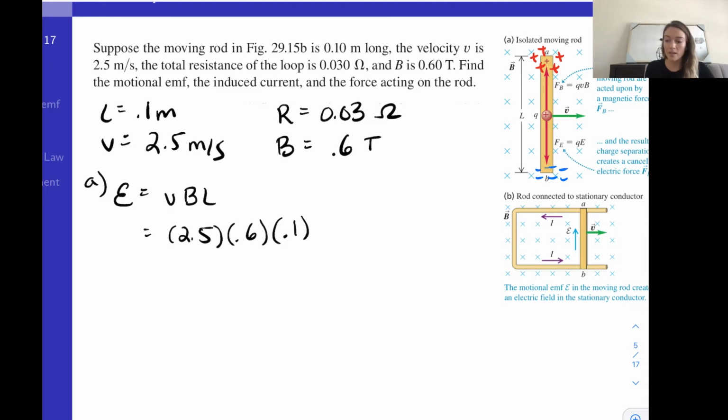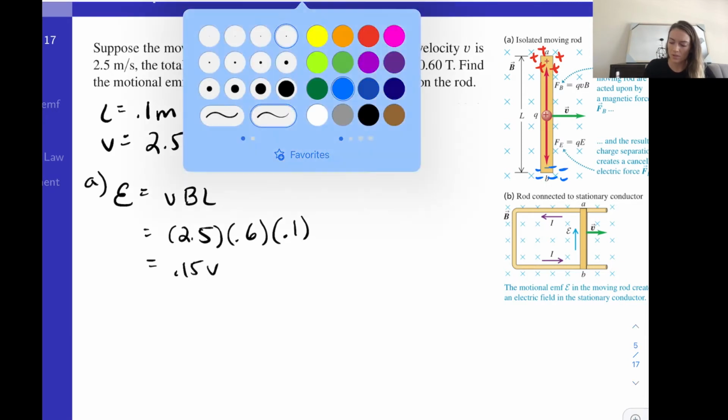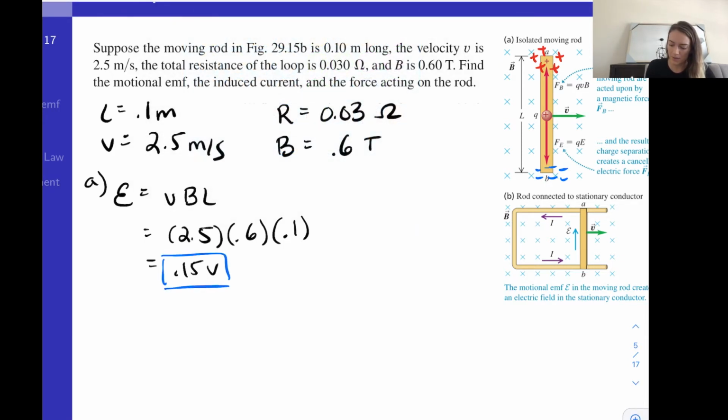And again, if we approach this from the direction we did yesterday, where we looked at it as a changing flux, we would obviously get the exact same answer for the EMF. So it's a good idea, if you want to practice deriving it that way, to make sure that you do get the same answer. Okay, so now we can just multiply out these numbers. So for this, we get 0.15 volts. So our induced EMF is 0.15 volts.